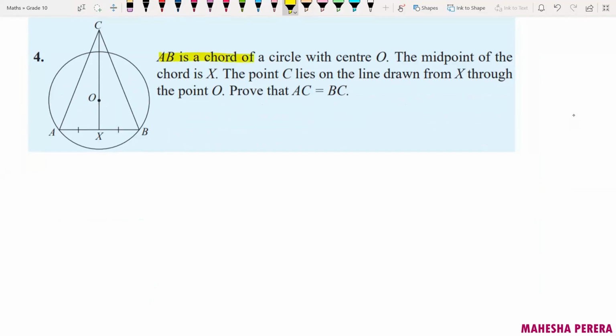AB is a chord of a circle with center O. This is our chord. The midpoint of the chord is X. Here is our X. The point C lies on the line drawn from X to point O. Here is our C. Prove that AC equals BC. So AC is here and BC is here. To prove this, we can use congruence of triangles.